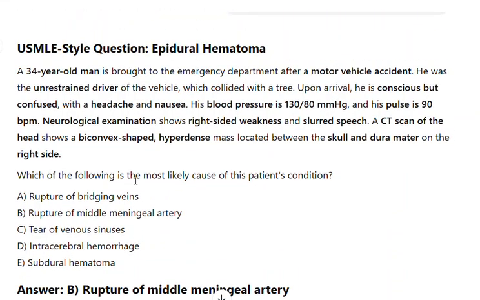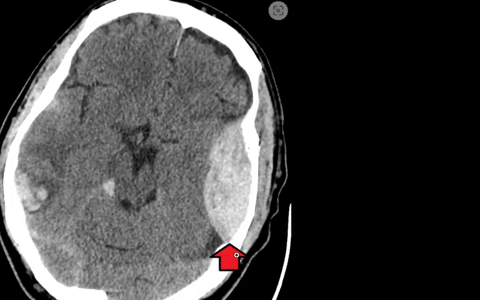USMLE style question, epidural hematoma. A 34-year-old man is brought to the emergency department after a motor vehicle accident. He was the unrestrained driver of the vehicle, which collided with a tree. Upon arrival, he is conscious but confused, with a headache and nausea.